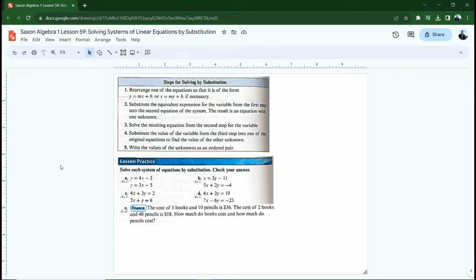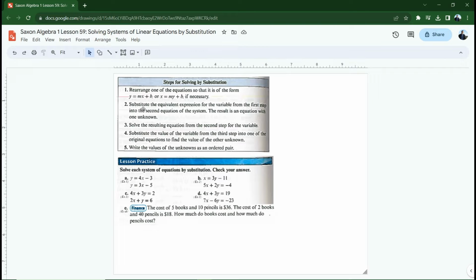There's a 5-step process for this. First of all, we're going to rearrange one of the equations so it's in the form y equals mx plus b or x equals my plus b. This first one's familiar to us. This is slope-intercept form. The second form isn't really a form. It just gets x on a side by itself. Y equals mx plus b is my favorite way to do this because it is slope-intercept form. We're used to seeing things this way.